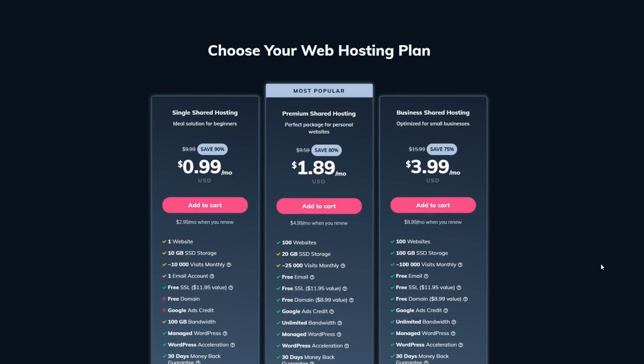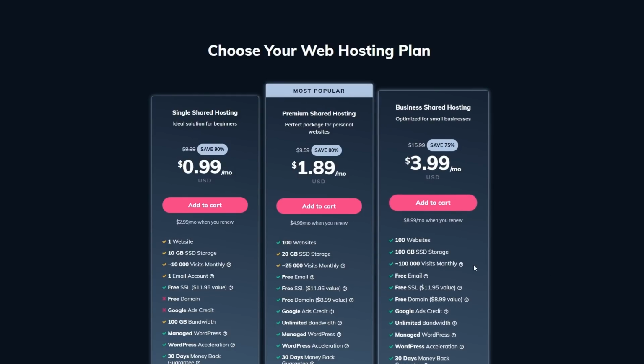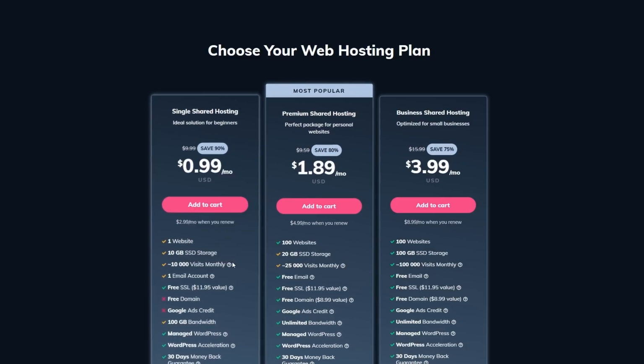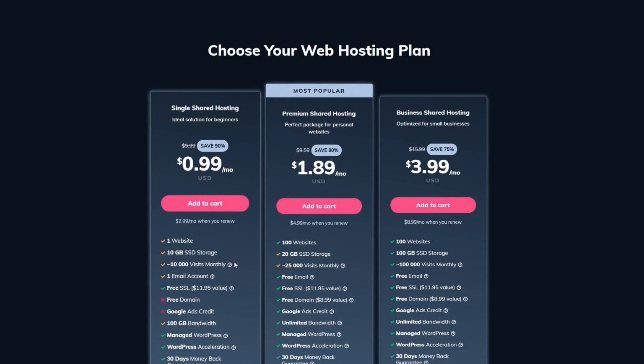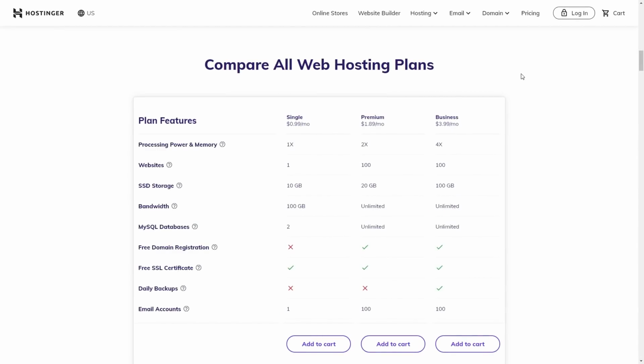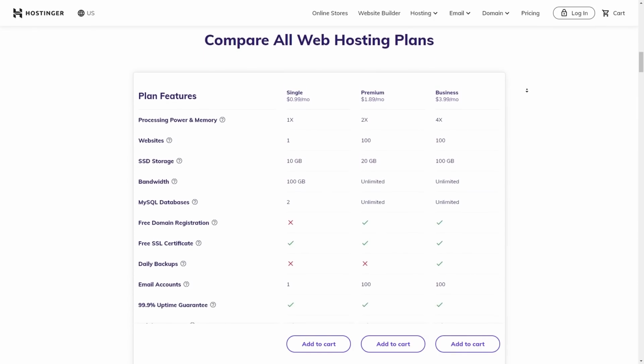Hostinger's shared service plans are broken into three tiers. The single that I already mentioned, premium and business. The single is 99 cents, as everybody's heard about. The premium is $1.89 and business is $3.99. Now, keep in mind that these are introductory rates and they're going to go up after your initial contract is over. So it's certainly possible if you have the ability to commit to a longer term, years, months, whatever it is, it could actually save you a lot of cash in the long run.